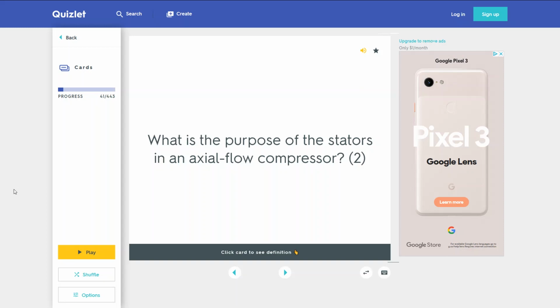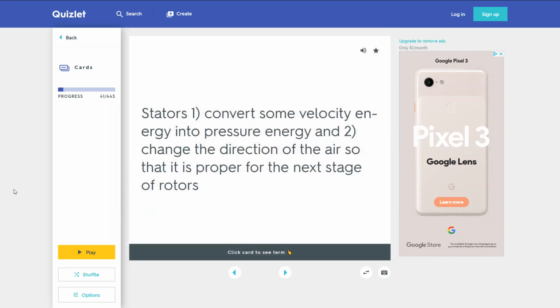What is the purpose of the stators in an axial flow compressor? Stators 1. Convert some velocity energy into pressure energy and 2. Change the direction of the air so that it is proper for the next stage of rotors.